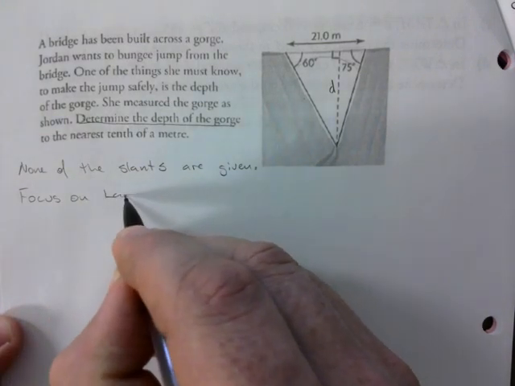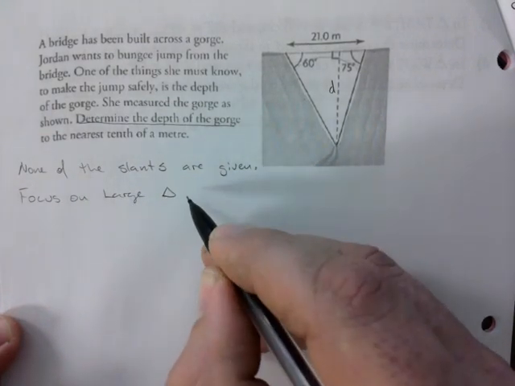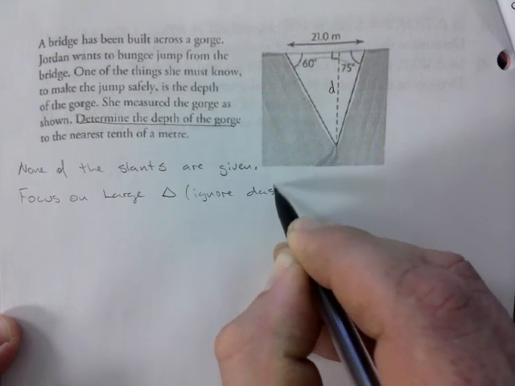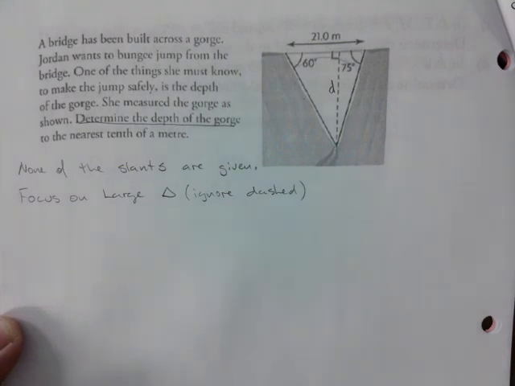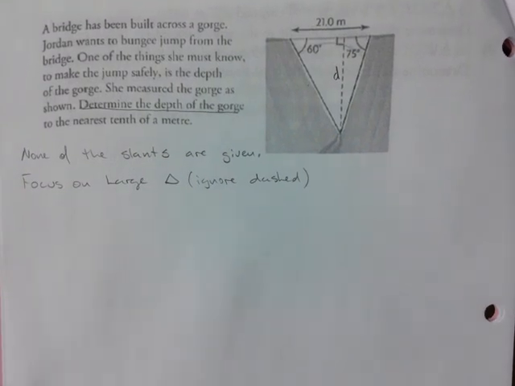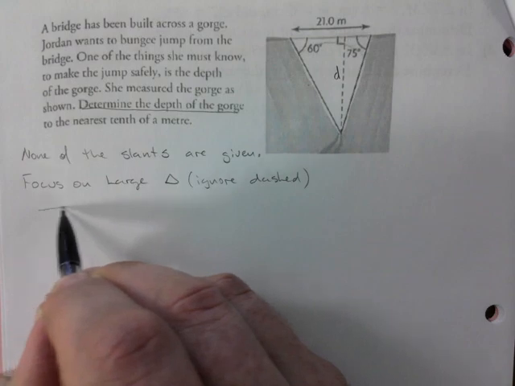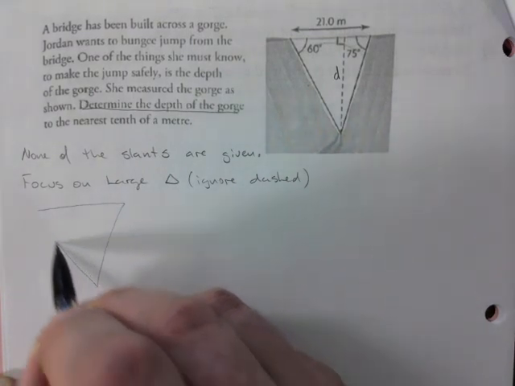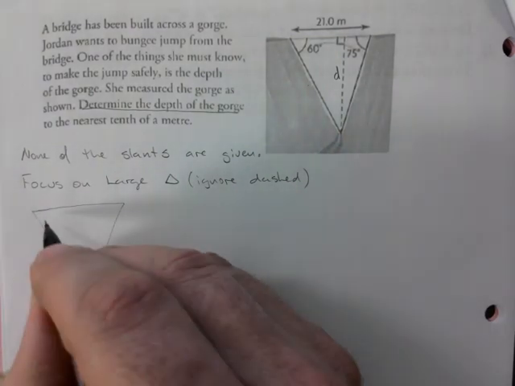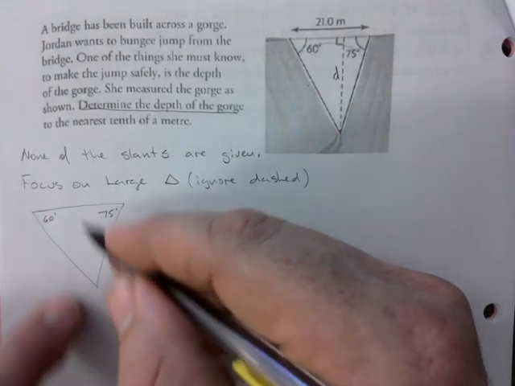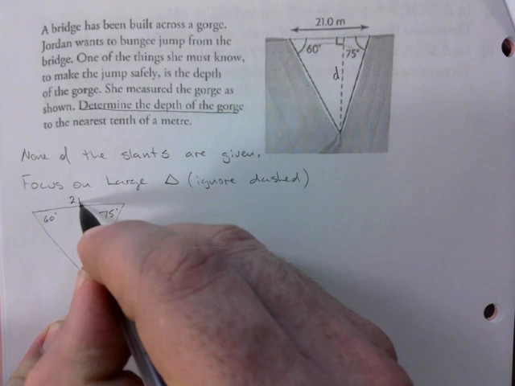Focus on the large triangle. Ignore dashed. These are like notes for you later on when you review it. It's like, what did we do here again? Ignore dashed lines at first. That's basically my message to you. So let's just take this triangle, and we know this is 60, this is 75. Let's ignore the dashed line. We know that this is 21 meters here.